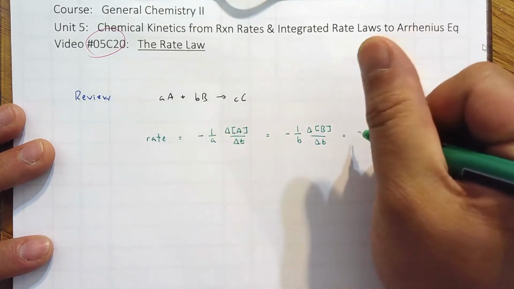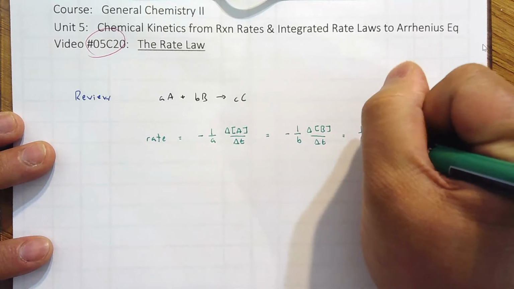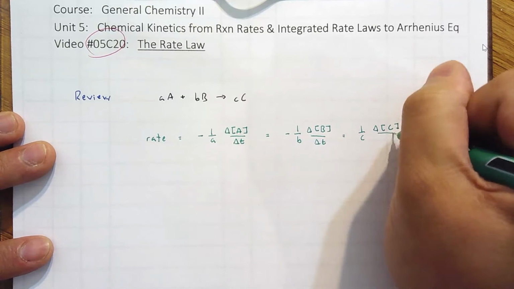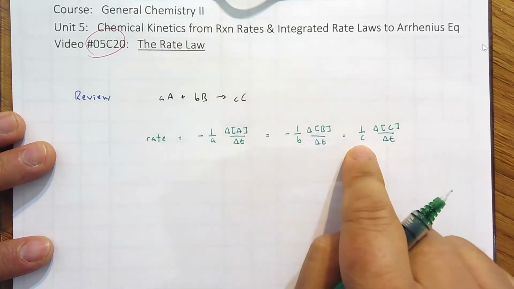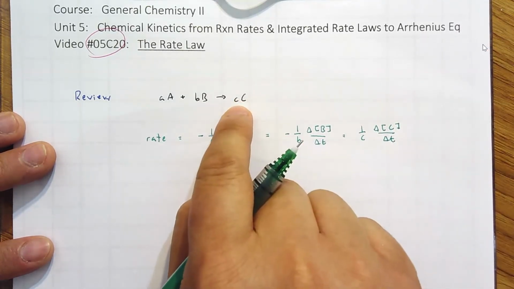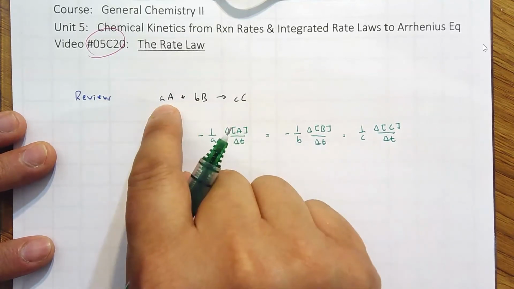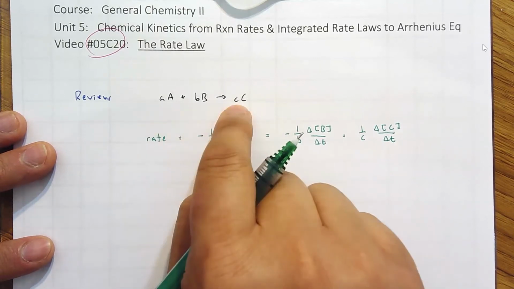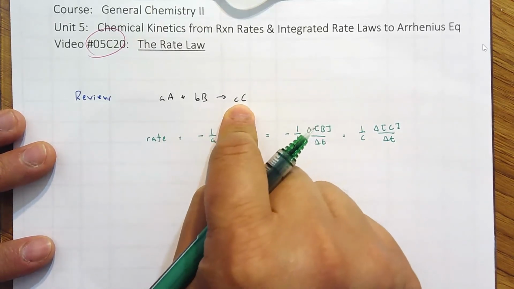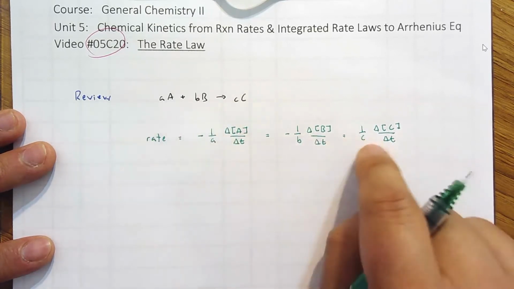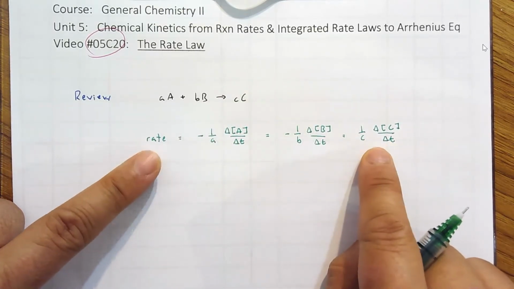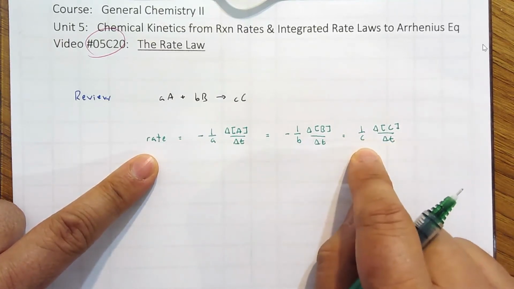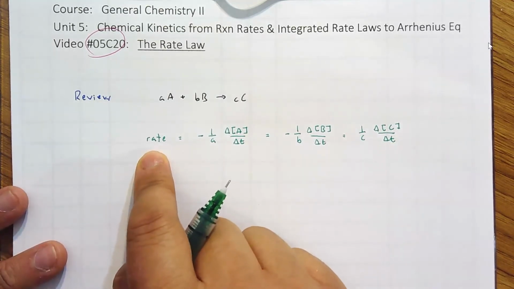How about for the products? This one's a little bit easier to grasp. It's positive because the amount of products is growing with time. And again, you divide by the coefficient. So let's say the coefficient here is 5. For every reaction, you make 5 molecules of C. So the rate of production of C is 5 times faster than the rate of the reaction. So to get those two sides to equal each other, you have to multiply the rate, which is 5 times faster, by 1/5 to get it to equal the rate of reaction.